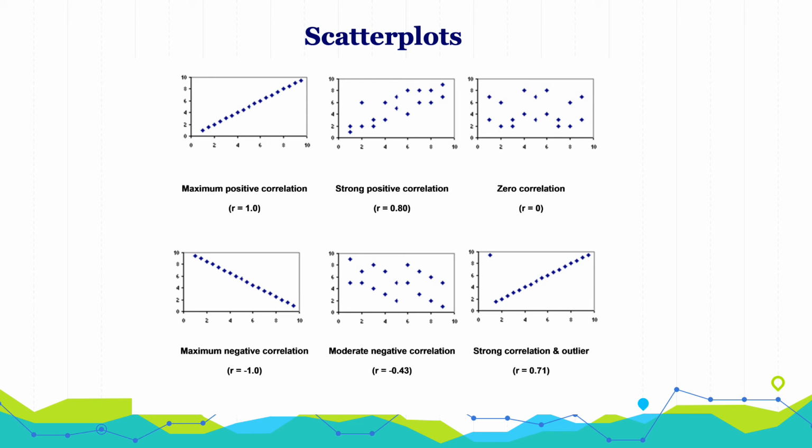I like this last one because it's showing you pretty much a perfect correlation, but with one person who doesn't quite fit the mold here, and they pull that correlation from a 1 down to a 0.71. Okay, so outliers can have a strong impact on our correlations.